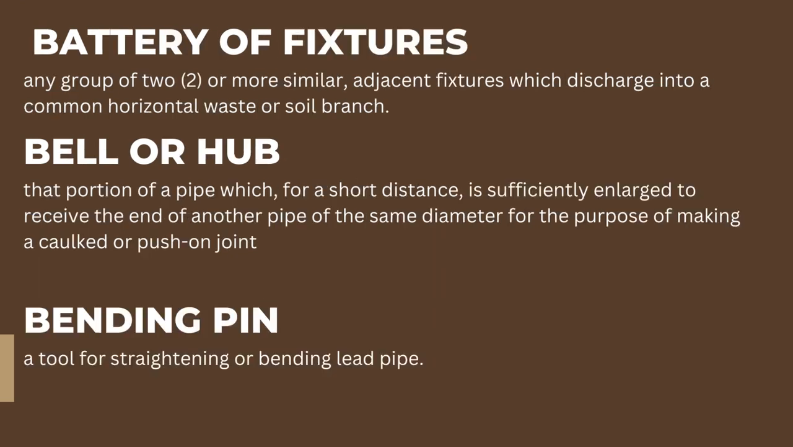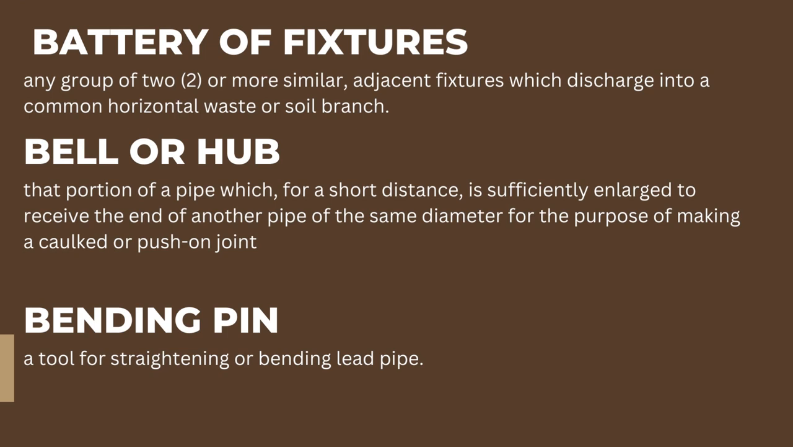Battery of fixtures. The term used for any group of 2 or more similar, adjacent fixtures which discharge into a common horizontal waste or soil branch. Battery of fixtures. Bell or hub. That portion of a pipe which, for a short distance, is sufficiently enlarged to receive the end of another pipe of the same diameter for the purpose of making a caulked or push-on joint.